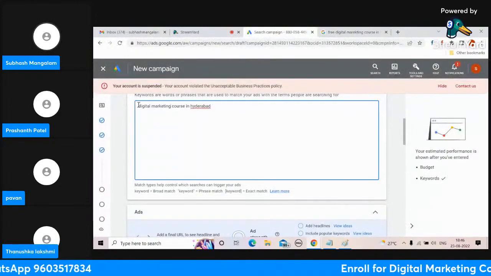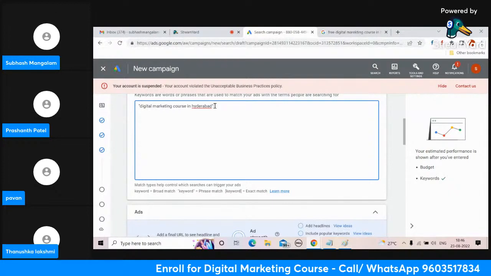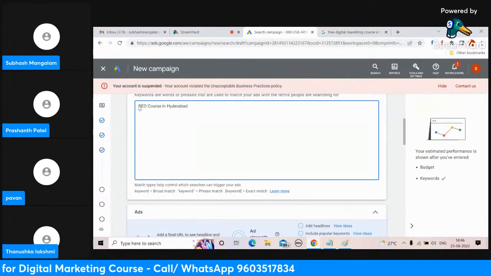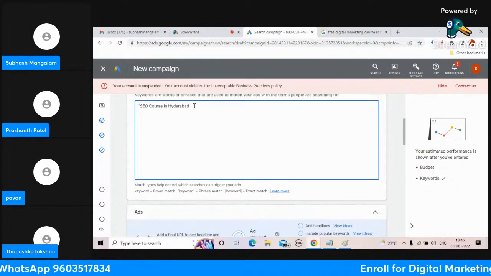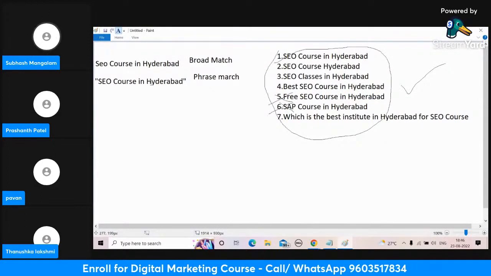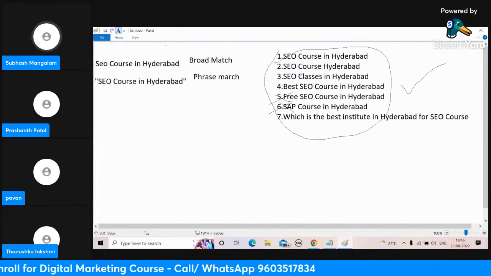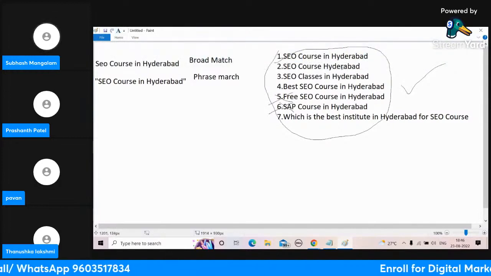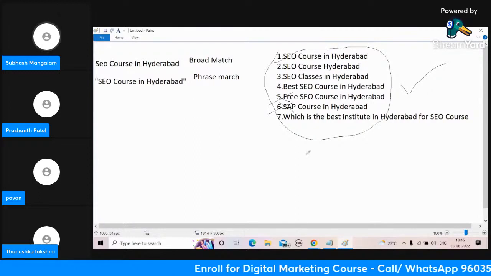Then what you have to do is use the quotation marks like this: digital marketing course in Hyderabad, SEO course in Hyderabad. For understanding, we'll use SEO course only. Now what happens? For what keyword will the ad appear? First, SEO course in Hyderabad. The customer searches SEO course in Hyderabad. It's the same. He didn't disturb it. The ad will appear. Second one, guys. Do you think the second one's ad will appear? SEO course Hyderabad. If you use phrase match for the second keyword, will the ad appear or not?